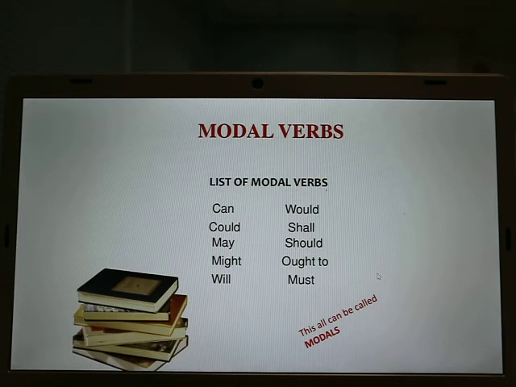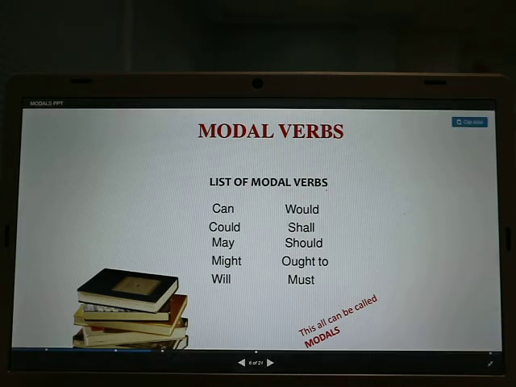Okay, read by yourself. Grade 3. Can. Okay. The next. How would you read this one? This one. How would you read this one? This one. This, and this. So these all can be called modals.